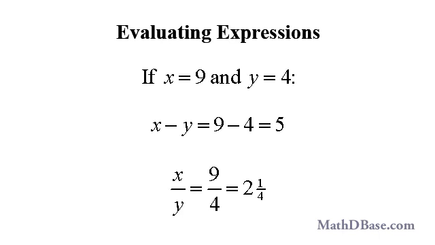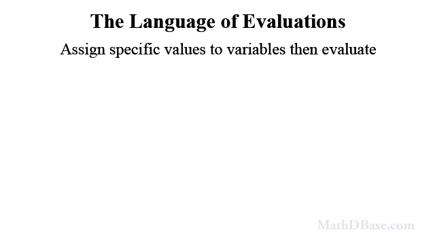The general algebraic expressions x minus y and x over y have specific numerical values whenever x and y are replaced by numbers. The process of finding the specific value of the expression after assigning specific values to the variables in the expression is called evaluating the expression. To do that, replace each variable with the number that is given.